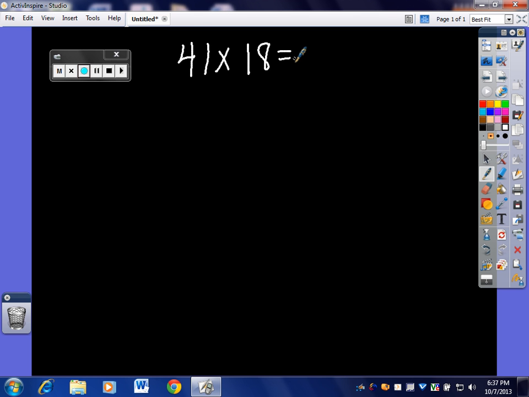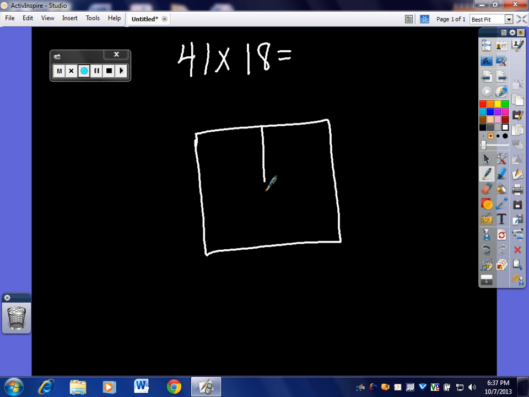Alright, welcome back. Here we go. So hopefully the first step you did was draw a box. Second step, divide the box up into 4 parts. Third step, you are taking your 2-digit numbers and writing them in expanded form. So 41, you should have 40 plus 1, and then 18, you should have 10 plus 8.